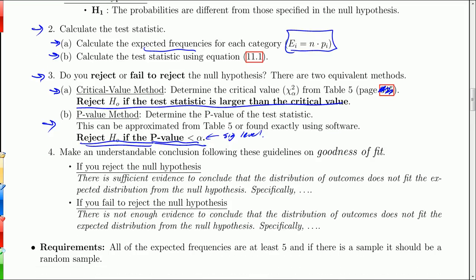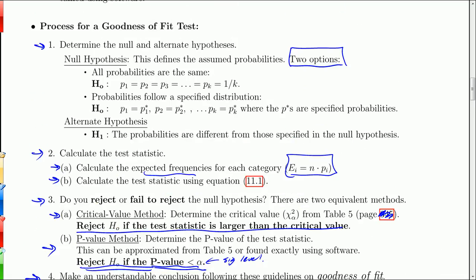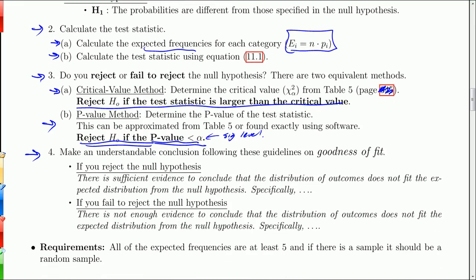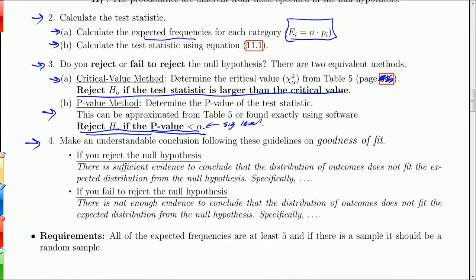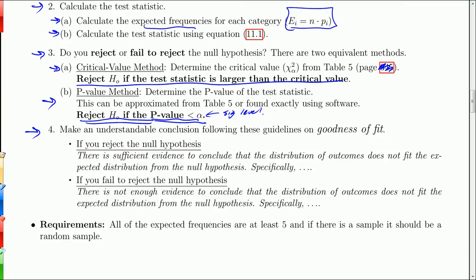Make an understandable conclusion. And really, there's only a couple forms of this. Because the null hypothesis has one of two very specific setups, we don't have a large array of options for our concluding statement. If you reject the null hypothesis, you say there is sufficient evidence to conclude that the distribution of outcomes does not fit the expected distribution from the null hypothesis.